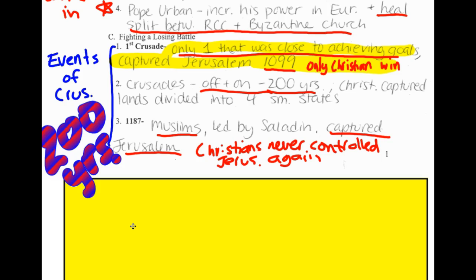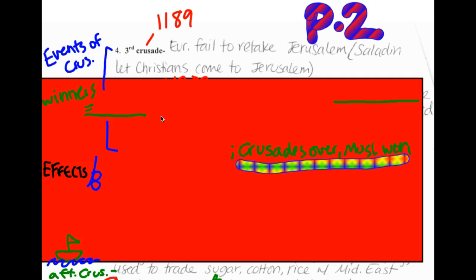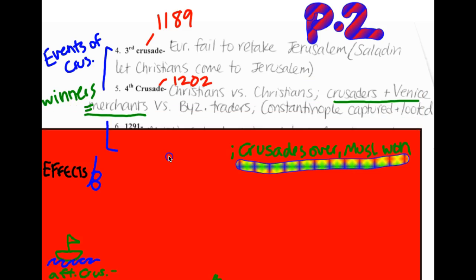When you're ready to move on to page 2, well, if you need to catch up on page 1, press pause. When you're ready to move on to page 2, that's what you should do. So, number 4 up on page 2 is also an event of the Crusades. The Fourth Crusade is mentioned. The year, this is an event of the Crusade.